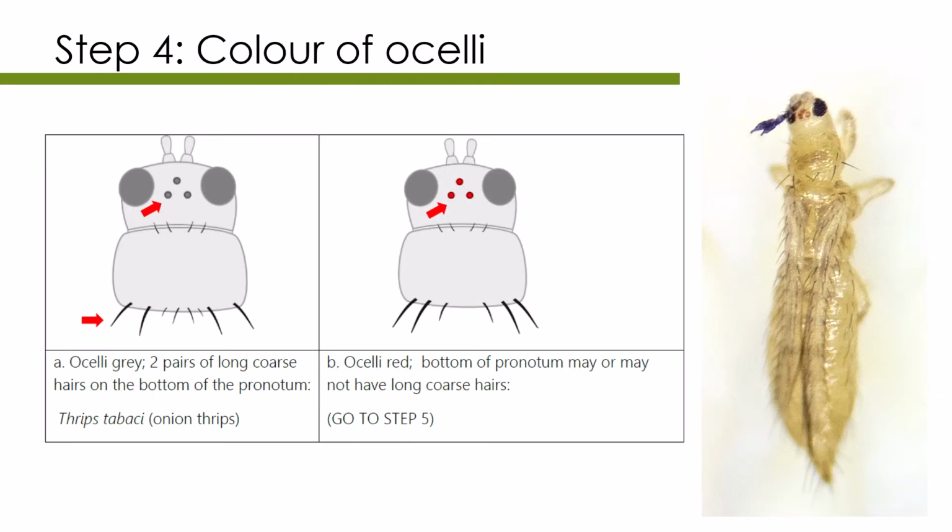Now in step 4, we are using the color of the ocelli to differentiate between the 2 options. Option A says that the ocelli are gray, whereas option B says the ocelli are red. Our mystery thrips does have red ocelli. The rest of the description in option B is another may or may not statement, so we can move on to step 5.